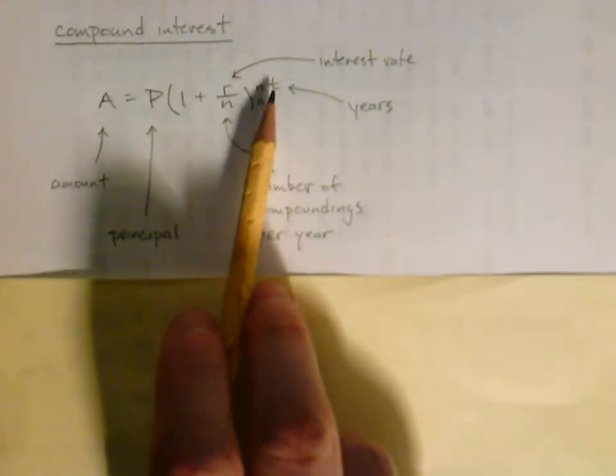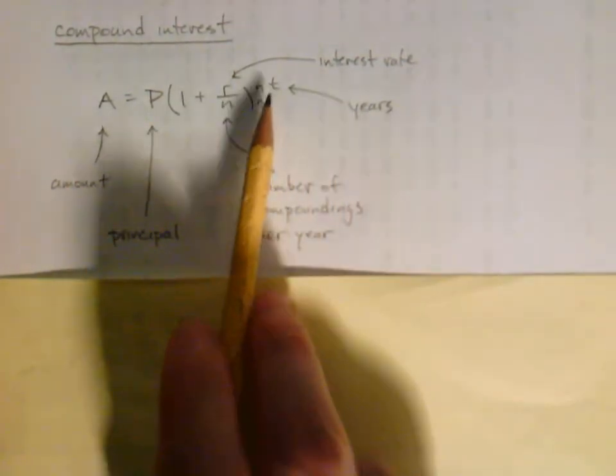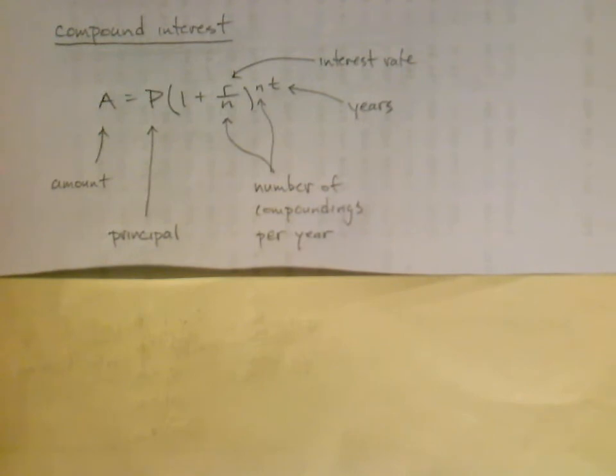And then finally, t. Well, t is time, but specifically it represents years, and it's always going to be years in the compound interest formula. Okay, so let's see an example.